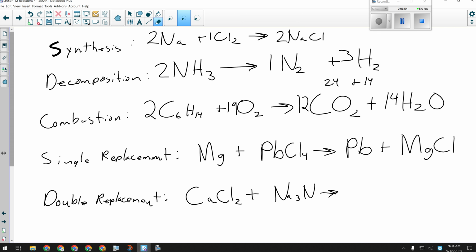Okay, so now lead's by itself. I've got magnesium chloride, that's an ionic compound, so I would have to drop and swap. Remember, I'm not creating anything new, I just have to figure out who goes with who.